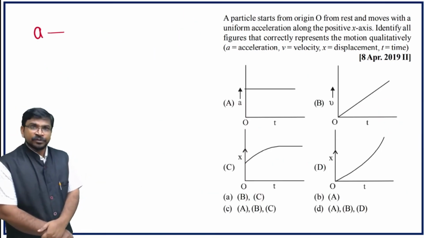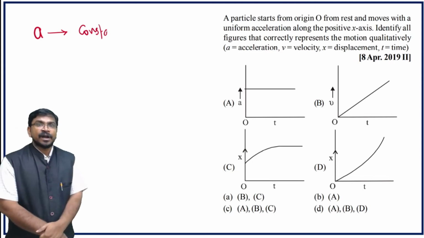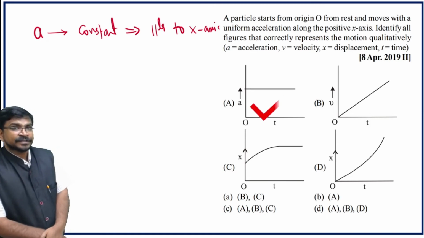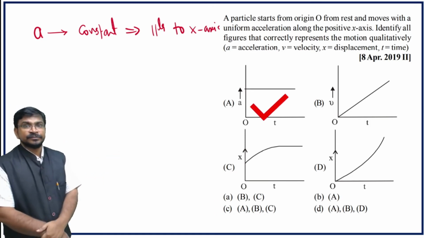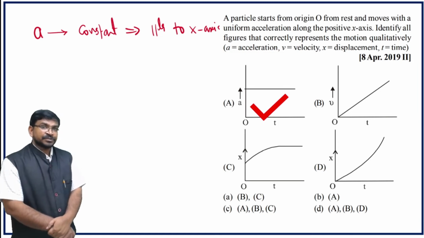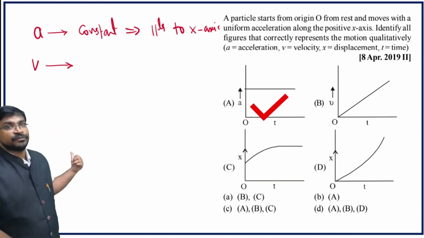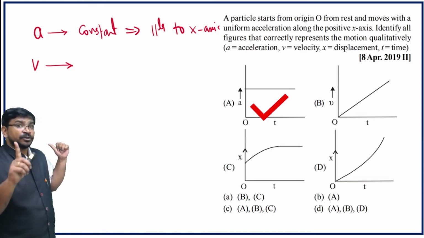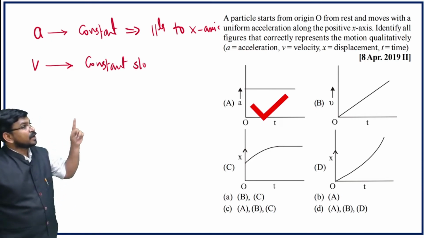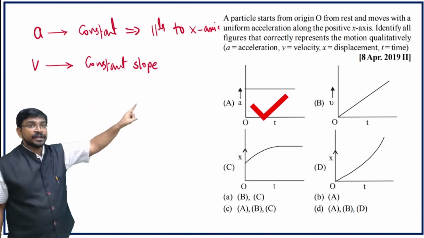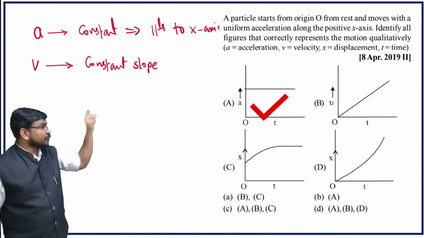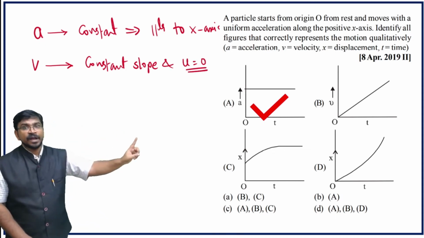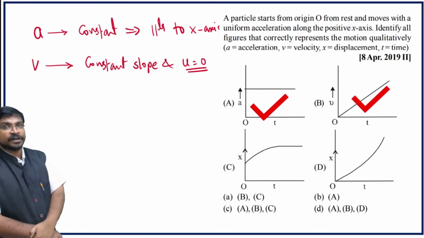We know that for acceleration, constant slope, that is parallel to the x-axis. So option A is correct. Next, for velocity, the slope must be constant, and positive, and according to the given information the initial velocity is at rest, so it must start from the origin, right? So definitely option B is suitable for that condition.